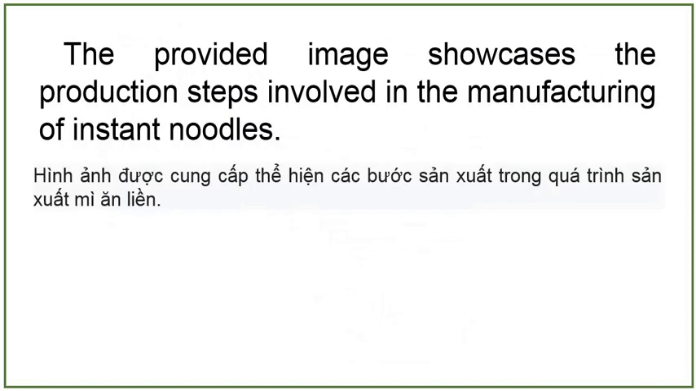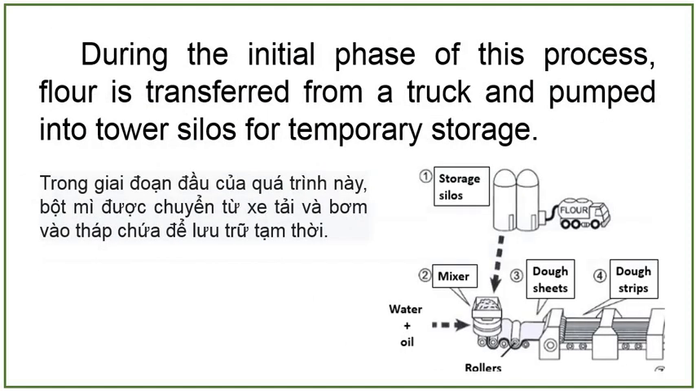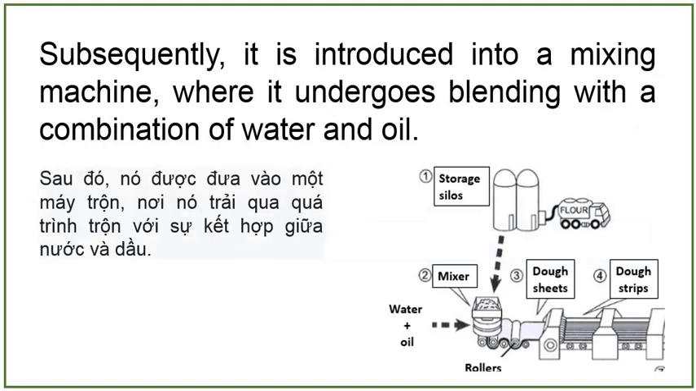The provided image showcases the production steps involved in the manufacturing of instant noodles. In summary, the clarity of this linear process is evident, spanning 8 stages from the initial storage of flour in silos to the final steps of labeling and sealing cups. During the initial phase of this process, flour is transferred from a truck and pumped into tower silos for temporary storage. Subsequently, it is introduced into a mixing machine where it undergoes blending with a combination of water and oil.